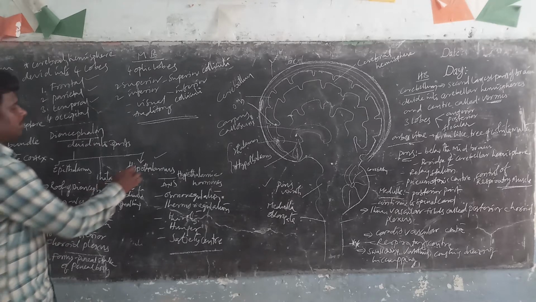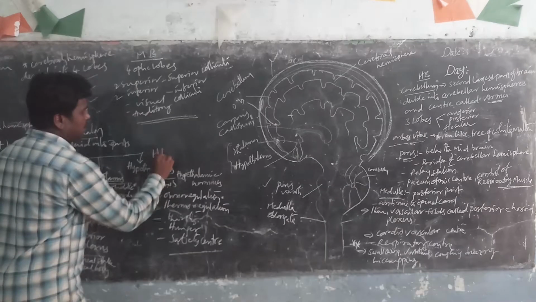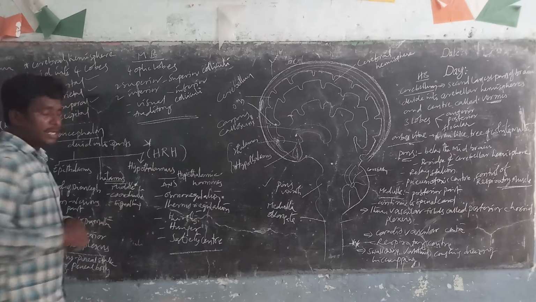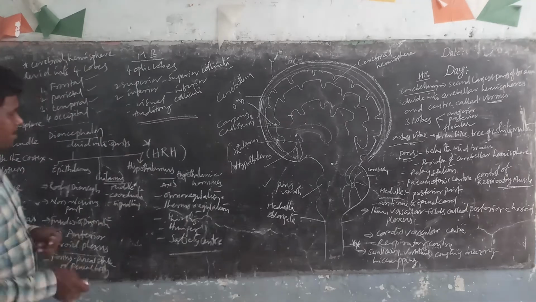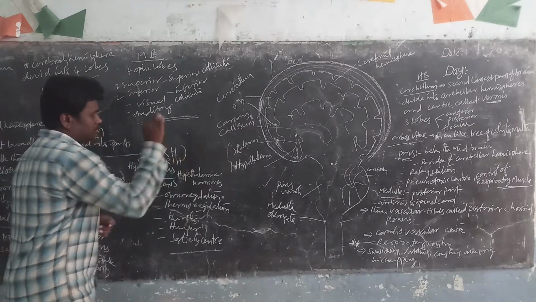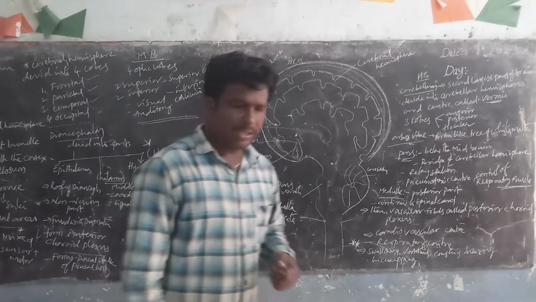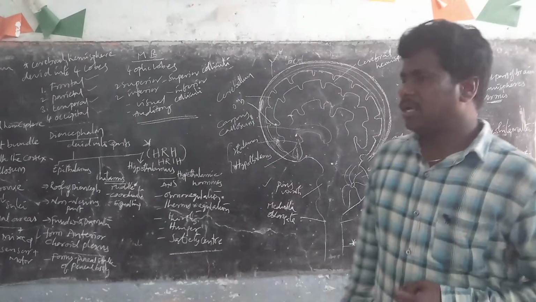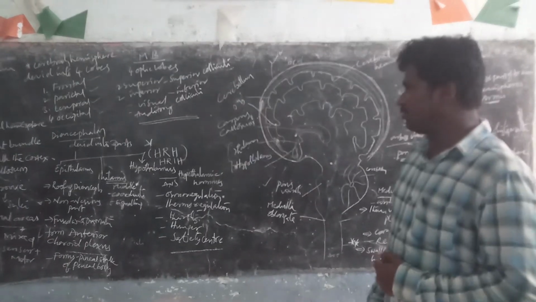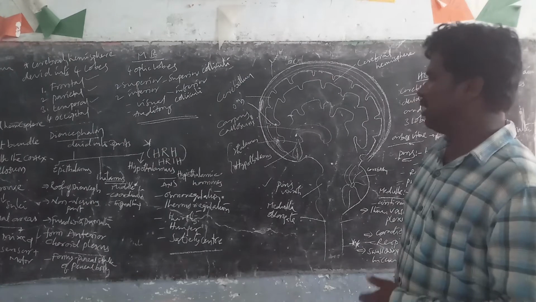These release different types of hormones: hypothalamic releasing hormones and hypothalamic inhibiting hormones also. Okay, two types of hormones are released by the hypothalamus, releasing and inhibiting. These are used for different types of functions like this.